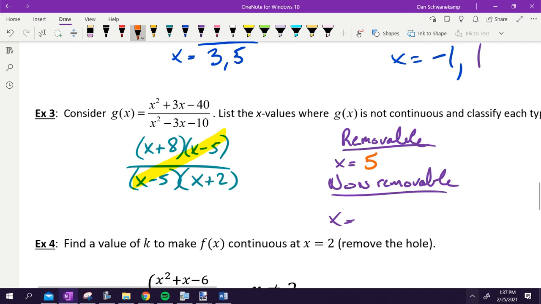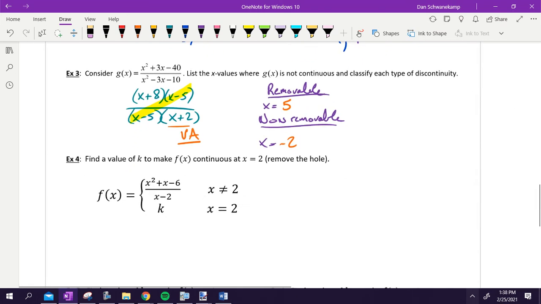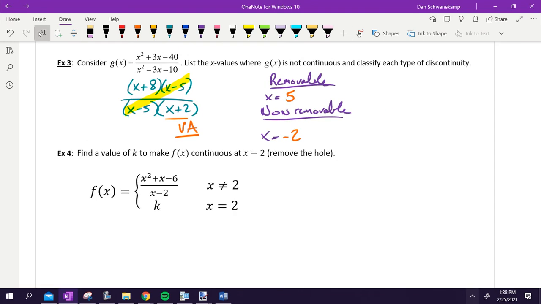What is where's our other one going to be? -2, because what is happening at -2? A vertical asymptote. Make sure you understand the difference between a hole and a vertical asymptote. They could ask those questions.